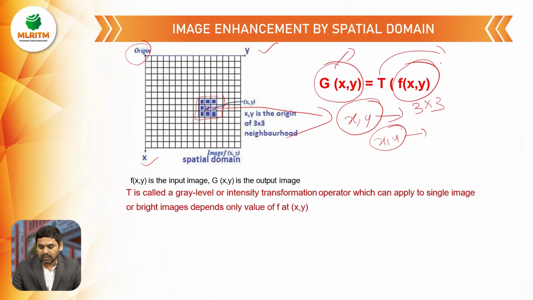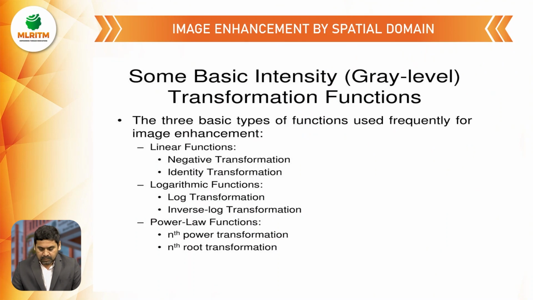but T represents only a transformation of the image, meaning the segmentation part. So here also some 3 by 3 size part of the image is transformed by manipulating the intensity values, then we can get g of x comma y as output. So here are some basic intensity gray scale transformation functions.